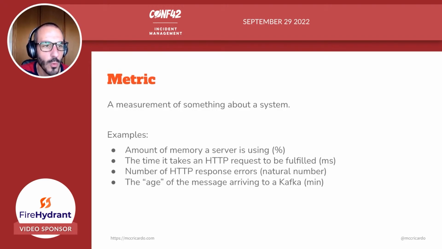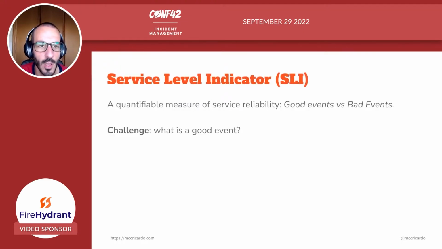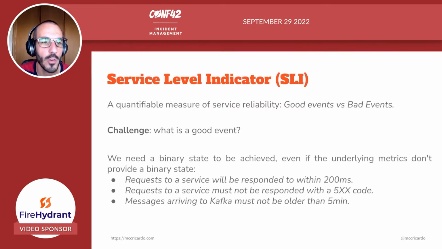So with metrics, we can start building on this and start evolving this concept. The next concept is the service level indicator. A service level indicator is a quantifiable measure of service reliability, and it helps us separate good events from bad events. So how can we define service level indicators to actually say if an event is good or bad? Here are a few examples.